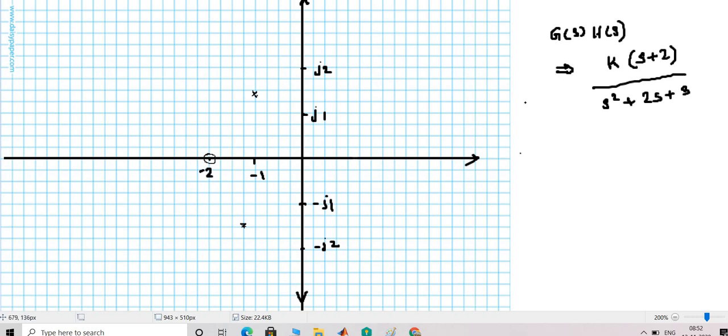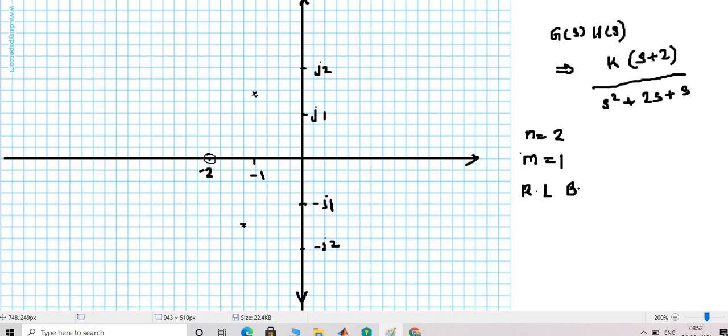The first step is to find out the number of poles. Here we can see that the number of open loop poles n is equal to 2, since in the denominator the highest power of s is only 2, and the number of open loop zeros m is equal to 1 because there is a term s plus 2 present in the numerator. So we have the number of open loop poles equal to 2 and the number of open loop zeros equal to 1. So how many root locus branches will be there?